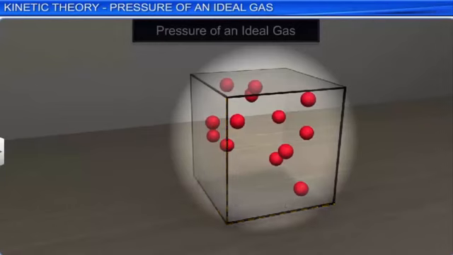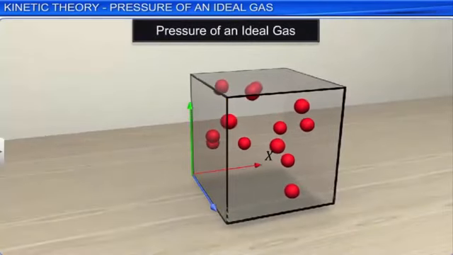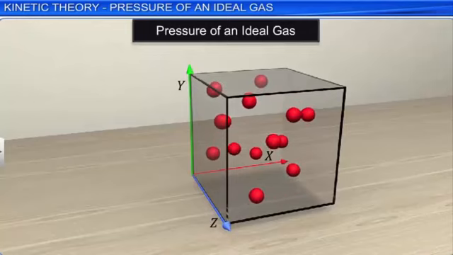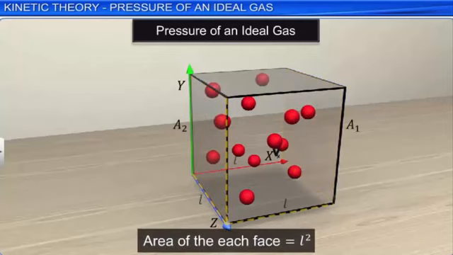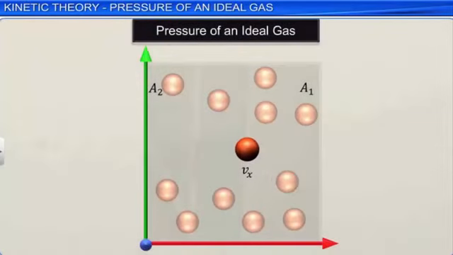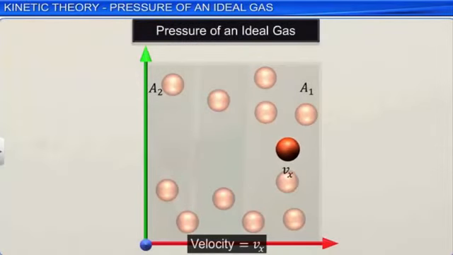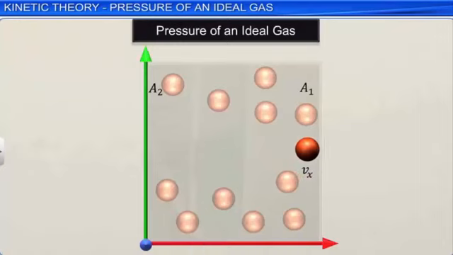Take the X, Y and Z axes to be parallel to the sides of the cube and call the faces perpendicular to the x-axis A1 and A2. The area of each face is equal to L squared. These two faces are parallel to each other. Consider a molecule in motion and assume that its velocity along the x-axis is Vx. If this particle collides with face A1, since all the collisions are elastic, it rebounds with the same speed in the opposite direction.